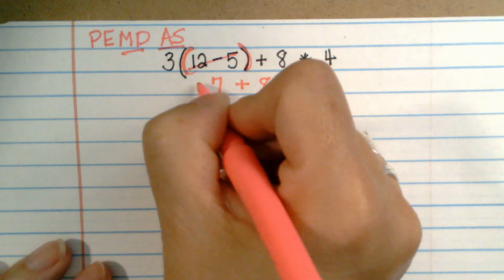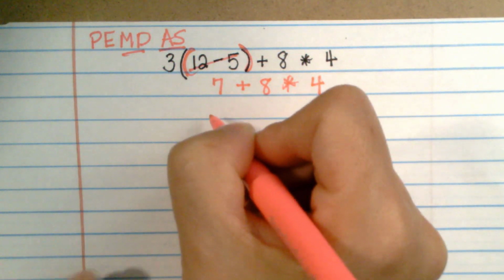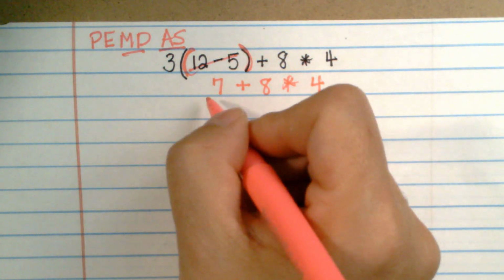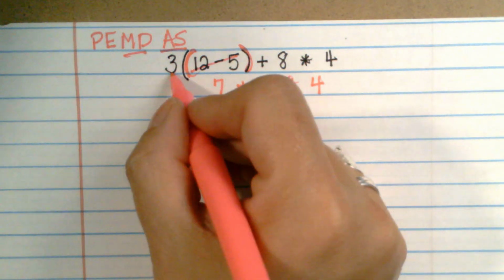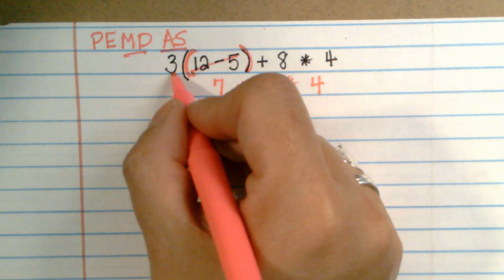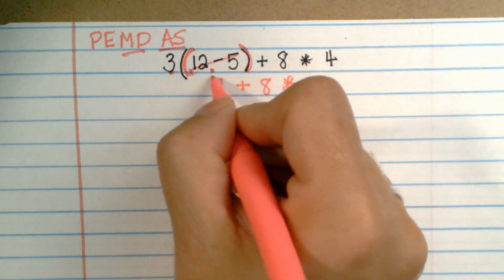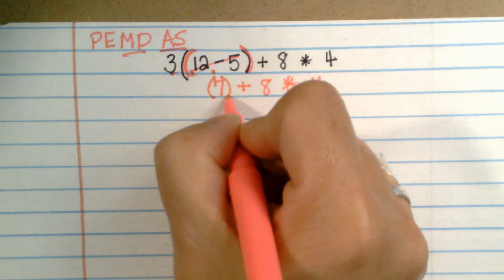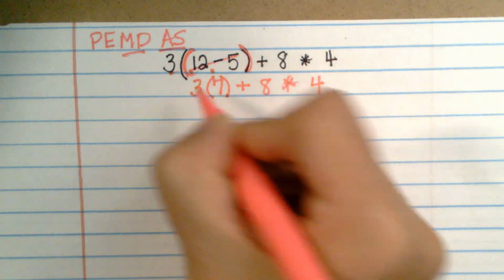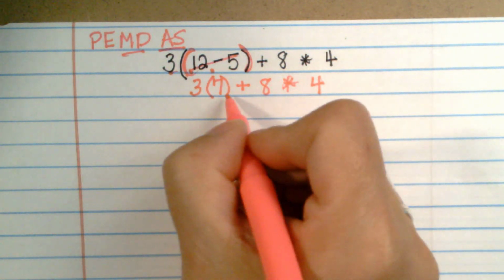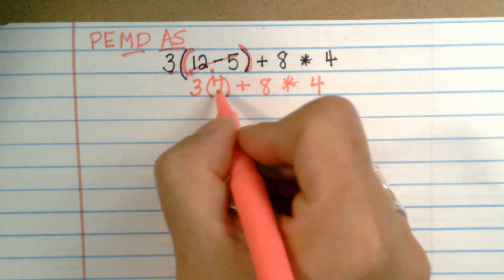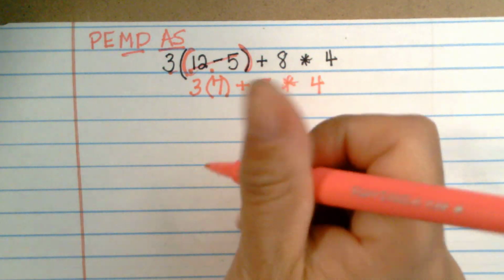3. If I just write the 3 right there, it'll look like 37. That's not what that means. I bet I'm supposed to multiply 3 by whatever was in here. So I'm going to leave a parentheses around here and put my 3 out there. Remember, what does that mean? 3 times 7. Let's keep going.